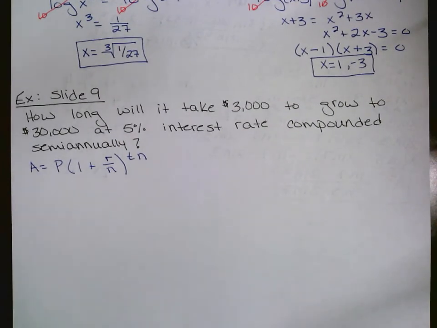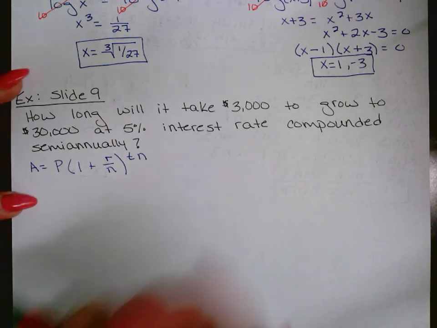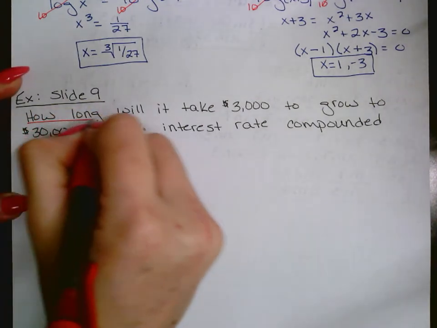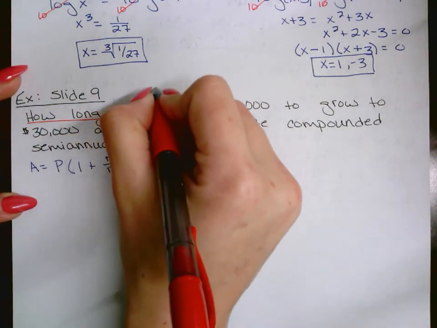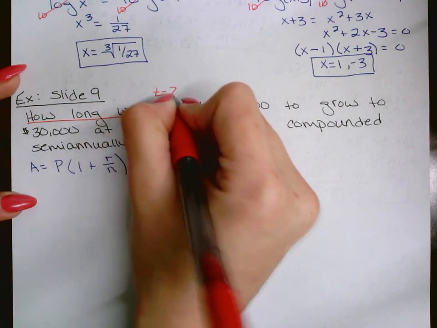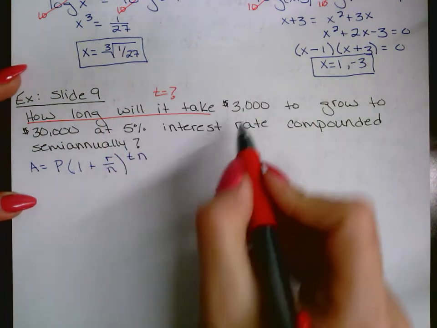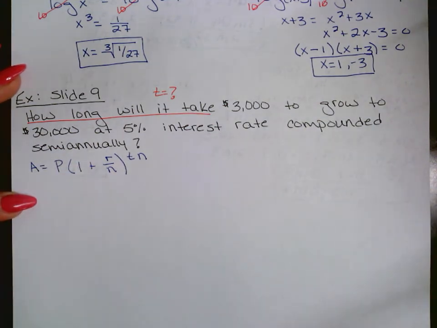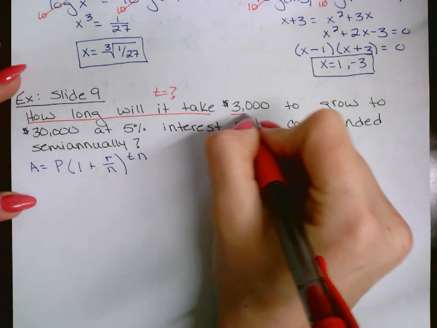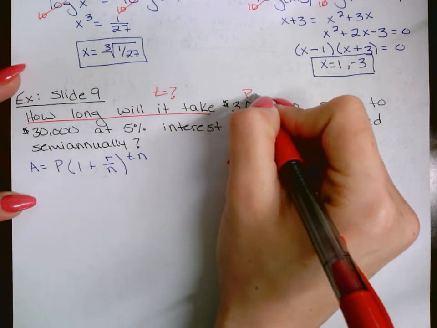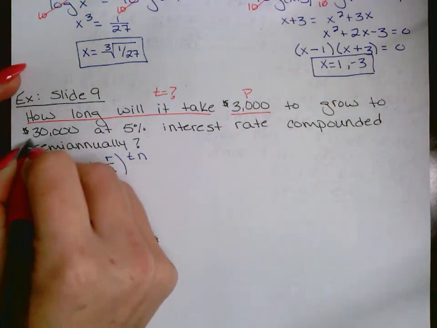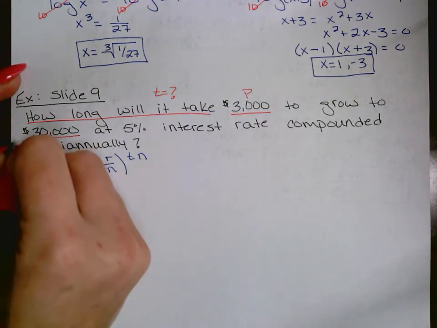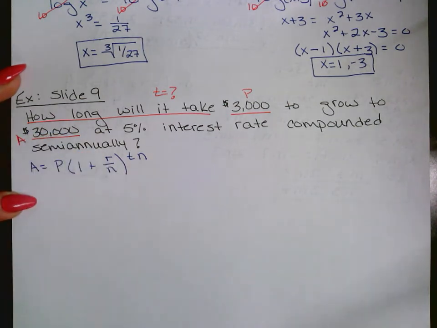It says, how long will it take? That statement, how long will it take, is what lets you know that you are solving for time. Okay? How long will it take 3,000 to grow into 30,000? What is 3,000? My P, it's the initial amount that I put in. And what is 30,000? A, the total amount of money that I want.